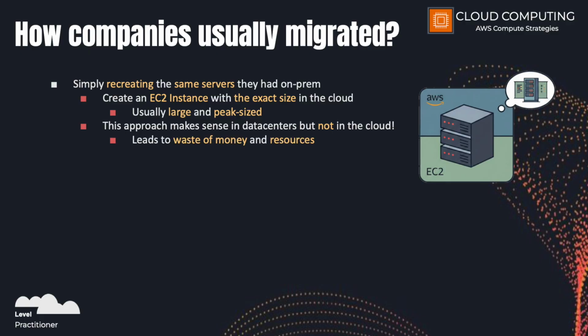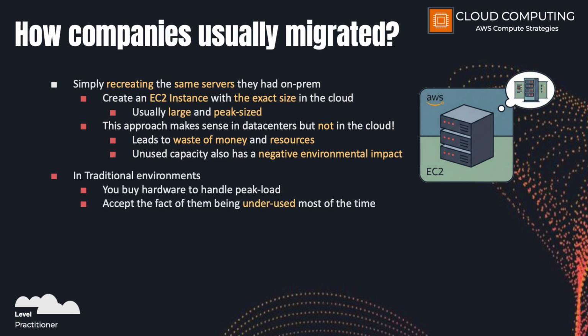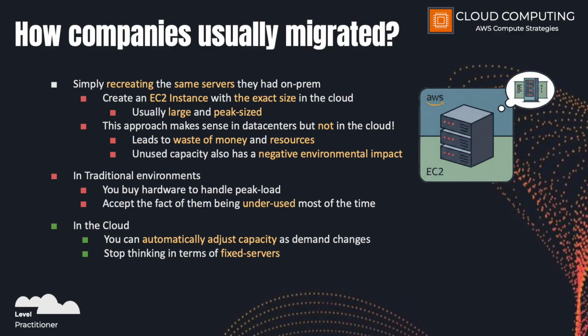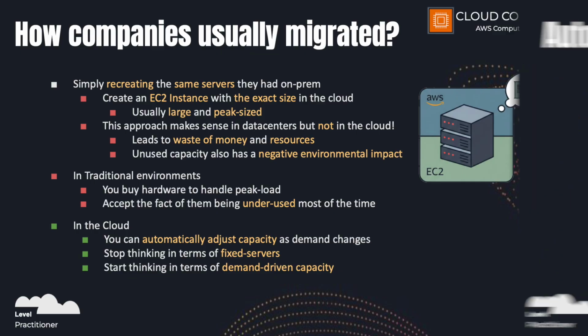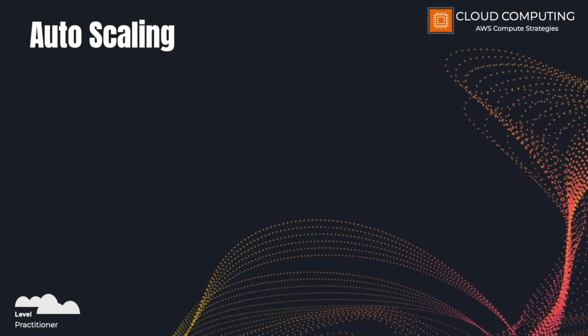When you keep oversized EC2 instances running 24/7, you're paying for compute power that just sits there idle. That's bad for your budget, and all that unused capacity isn't great for the environment either. In the cloud, you can scale your compute resources up and down as demand changes. The key to saving money is to stop thinking in terms of fixed servers and start thinking in terms of demand-driven capacity. Let's start with auto-scaling.